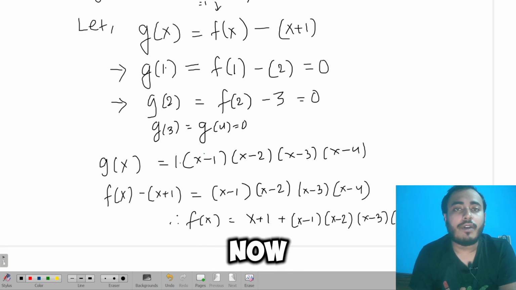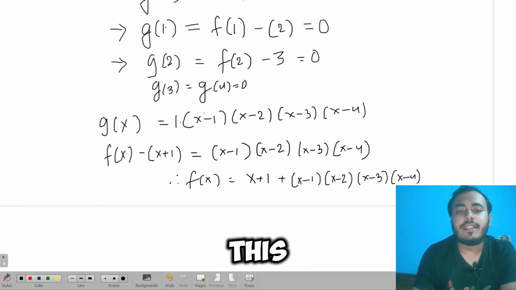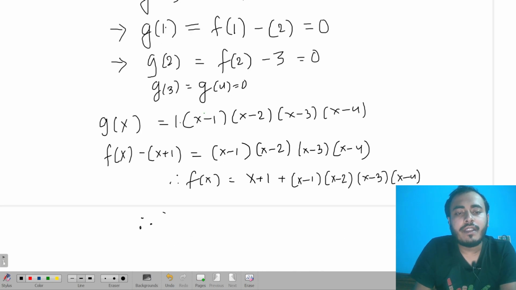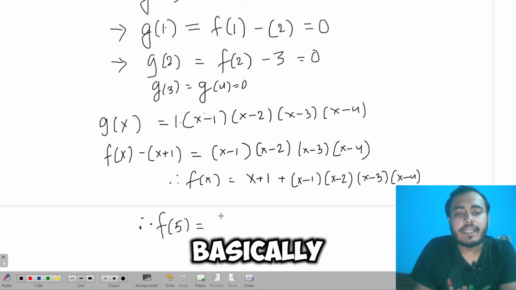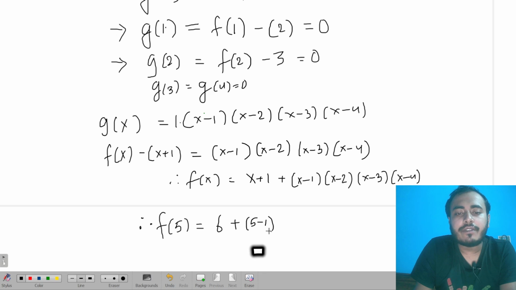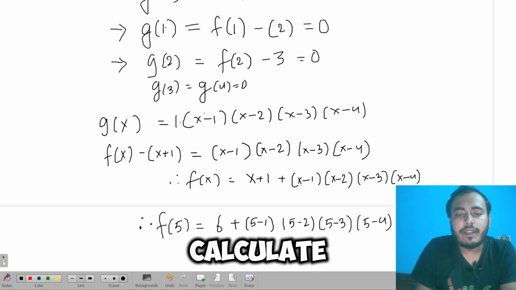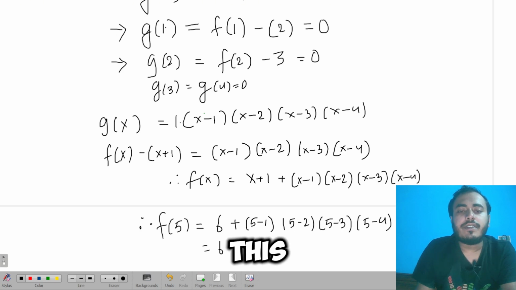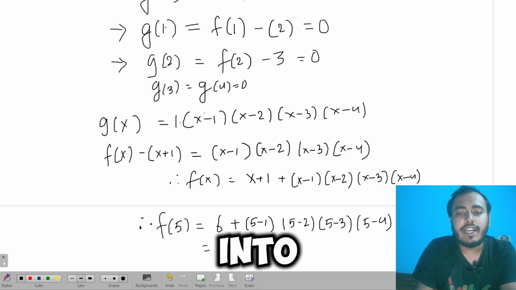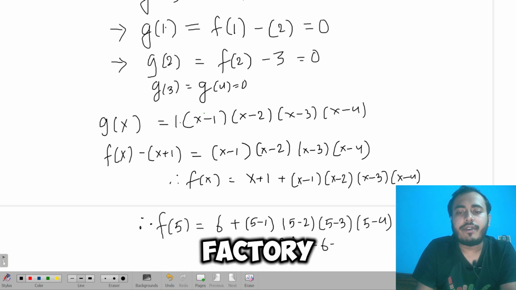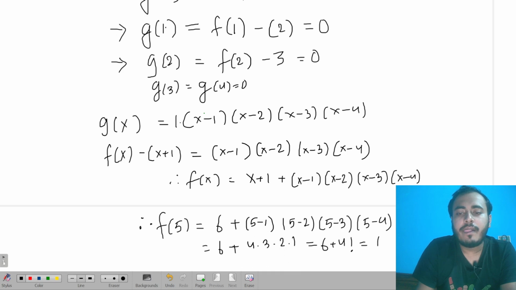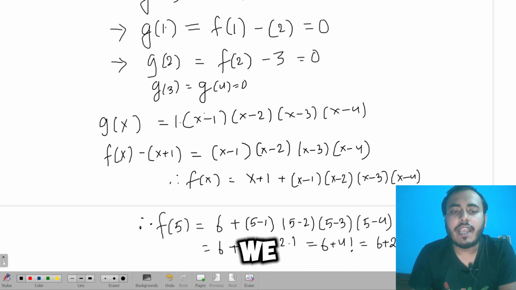Okay. Now, what do we have to find? We have to find f of 5. This seems like an easy task now. So, f of 5 is basically 6 plus 5 minus 1, into 5 minus 2, into 5 minus 3, times 5 minus 4. If you calculate this, this is 6 plus, now this is nothing but 4 into 3 into 2 into 1, which is 4 factorial, right? Which is 24, and 6 plus 24 is nothing but 30. And therefore, we have our answer. f of 5 is 30 and indeed not 6.